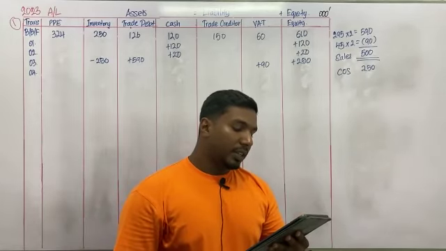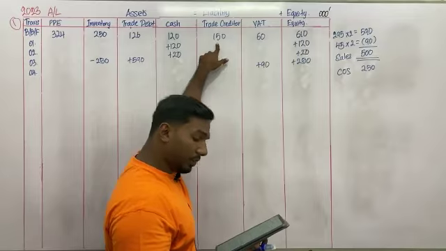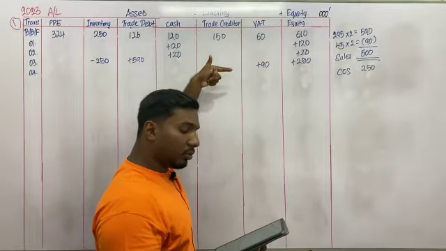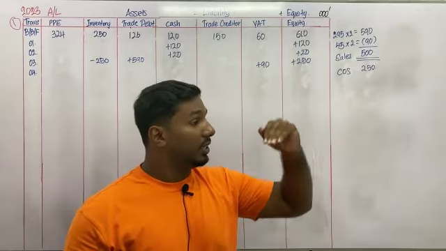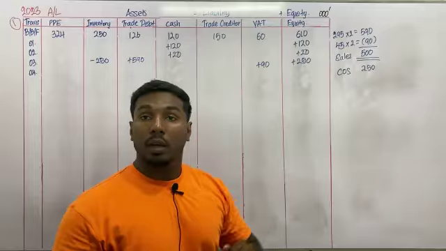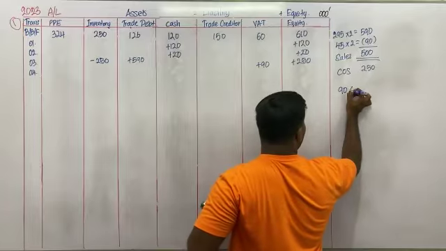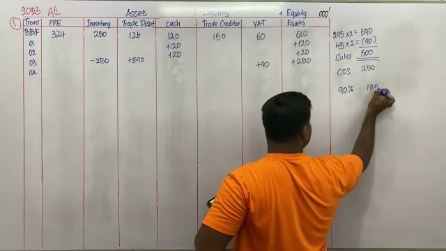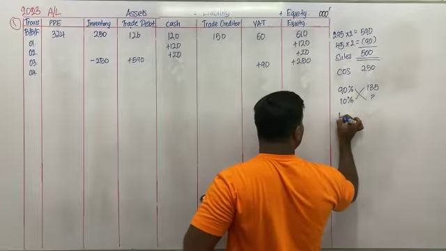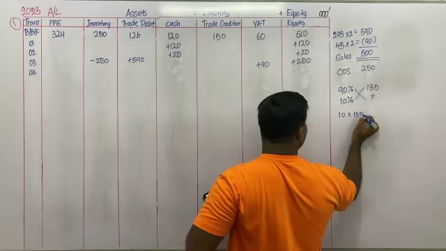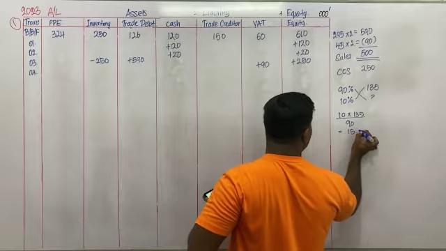Paid 135,000 to opening trade creditors. Opening trade creditors were 150, and we paid 135,000 after receiving a 10% cash discount. So after receiving the 10% cash discount, we paid 135, which equals 90%. So how much is the 10%? This is the question. 10 multiplied by 135 divided by 90 equals 15,000.